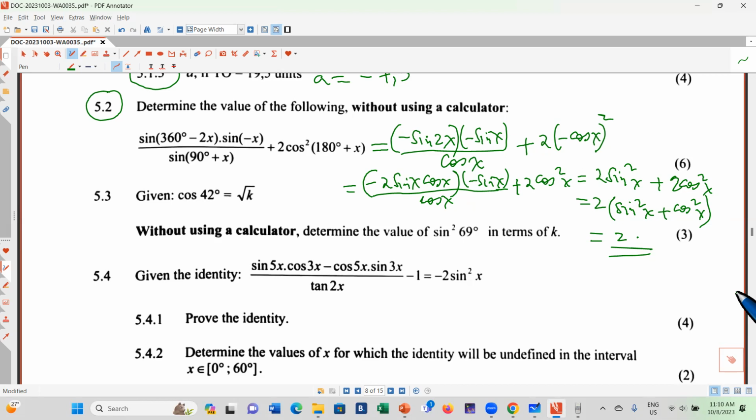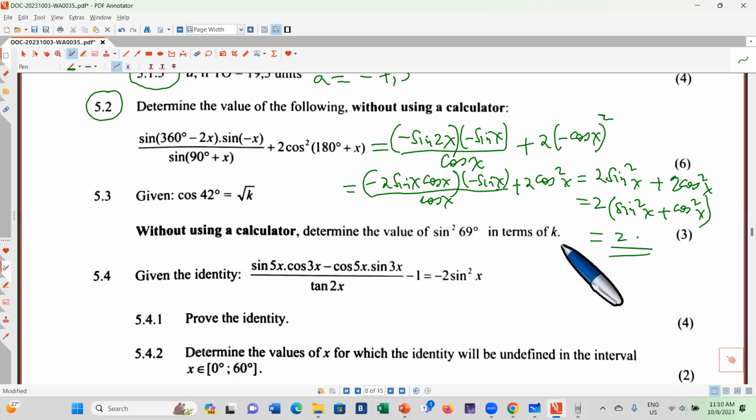Right, so think about that one. 5.3, it's 3 marks. I'm giving you 3 minutes. They are saying in 5.3, given that cosine 42 is the square root of k, without using a calculator, determine the value of sine squared of 69 degrees in terms of k. If they've given you cosine of 42 degrees equals the square root of k, without using a calculator, determine the value of sine squared 69 degrees in terms of k.